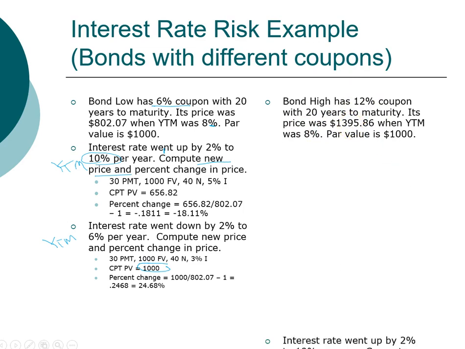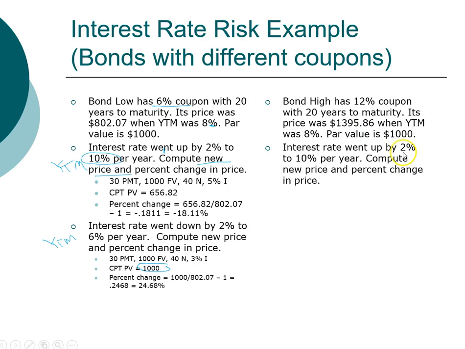Let's look at what happened to the price of the bond when interest rate went up. So expect the price to go down. So a new yield to maturity of 10%. Again, please go ahead and pause the video and compute the new price and the percentage change in price. So you get plenty of practice.